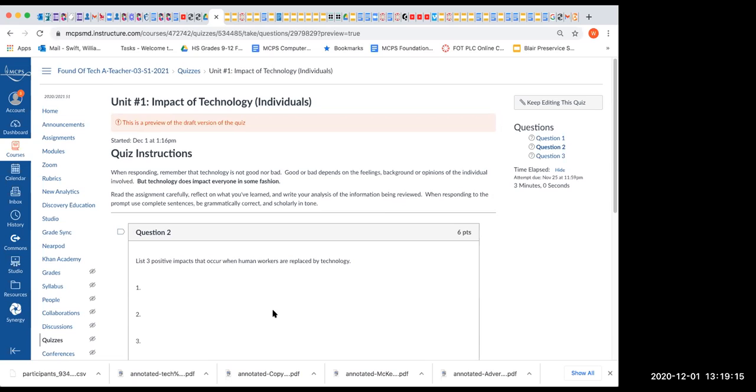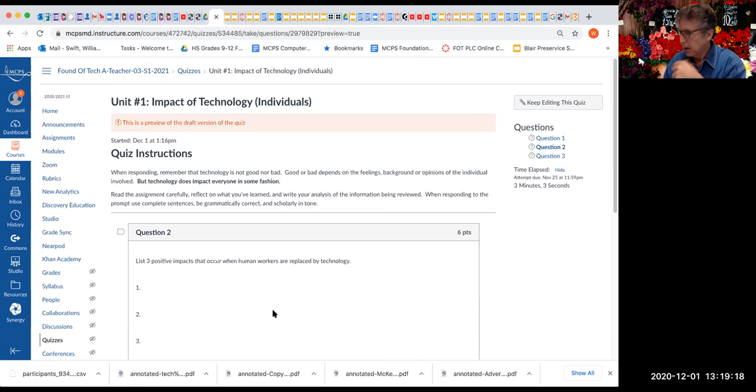Okay, let me pick somebody to give our third one. Nicole Moran. What's another advantage to a company of replacing their workers with technology? Nicole? Any ideas? Okay, let me try one more. Aaron Main. One more thing of what's an advantage to a company by replacing their workers with technology?